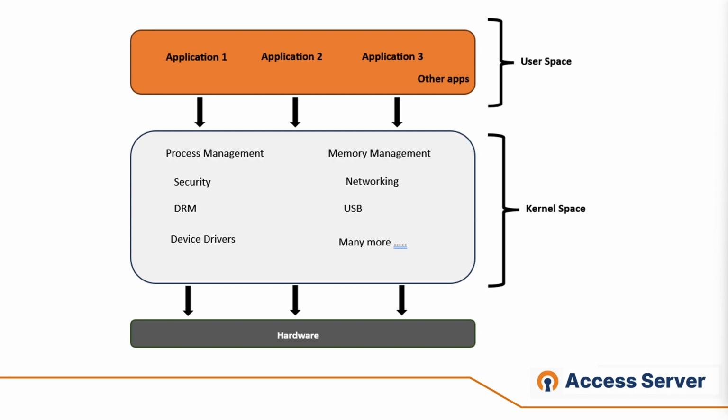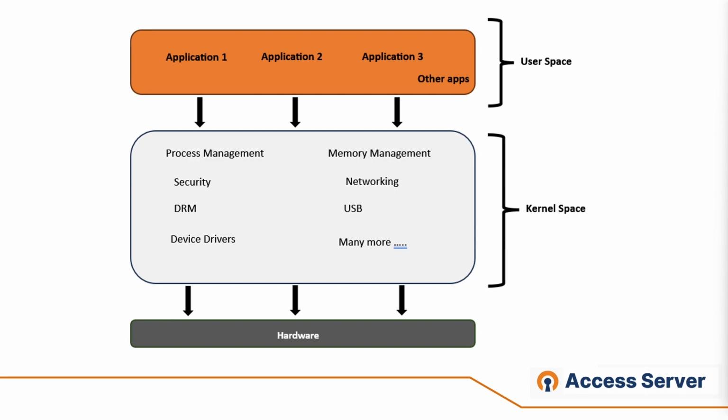Now, user space, on the other hand, refers to the memory area where application software and some drivers execute. When you run an application like a web browser, a text editor, or a game, it is executed in user space. User space applications have restricted access to the memory and must make system calls to the kernel in order to perform lower level tasks that interact with the hardware.